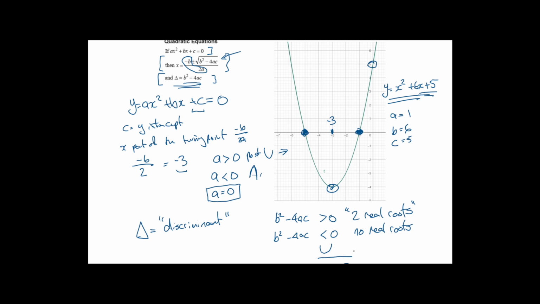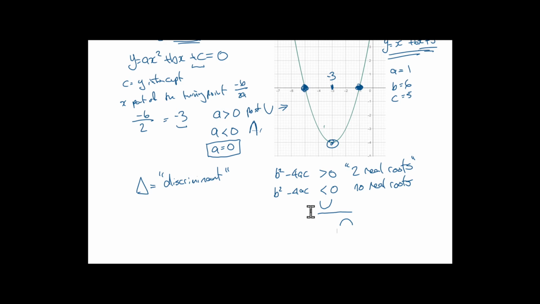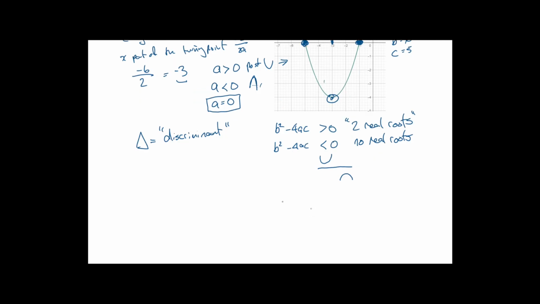And then you should be asking yourself, well, what if b squared minus 4ac equals 0? And it's a good question. What that means is there is, well, effectively one root. Actually, there's two roots in the same place, technically.